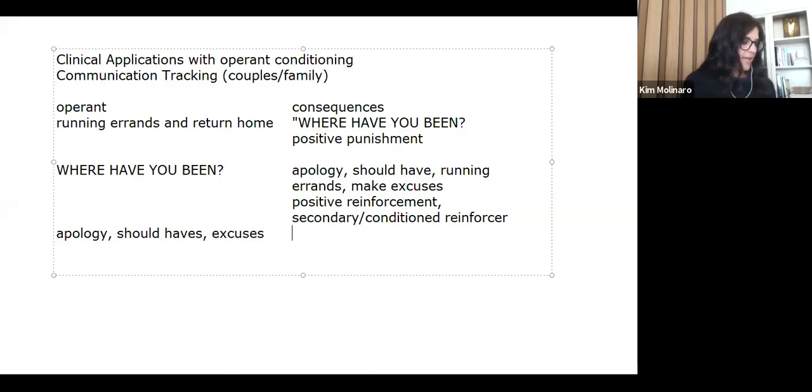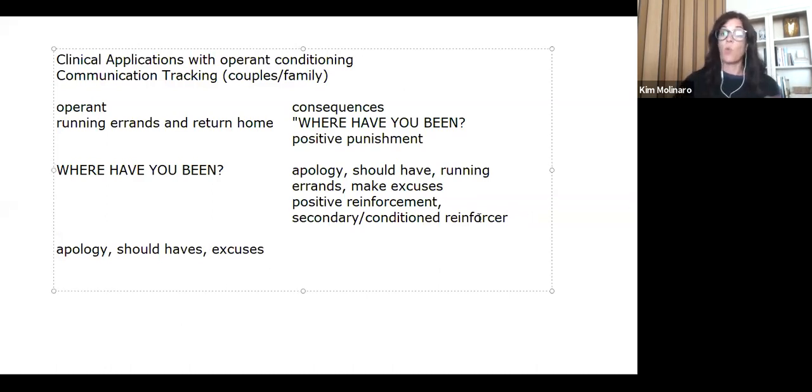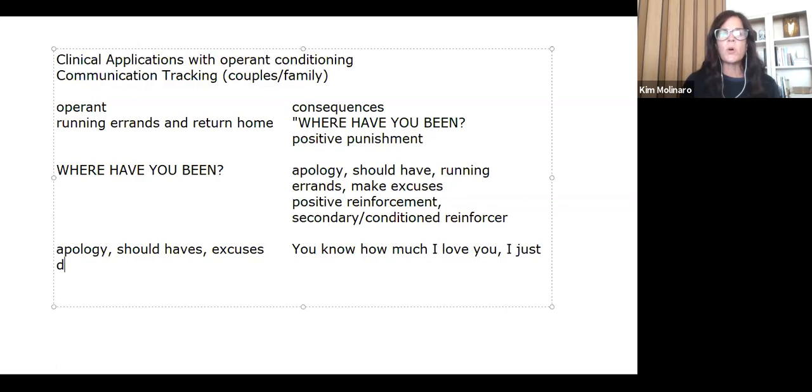let's say that the individual says something like, you know, sometimes they can amp it up a little bit and they can get more angry. They can get more assertive. They can even assert, I don't believe you, something like that. But let's say in this case, the person responds with, you know how much I love you. I just don't trust people, something like that. I just don't trust others. I need to know where you are, something like that.